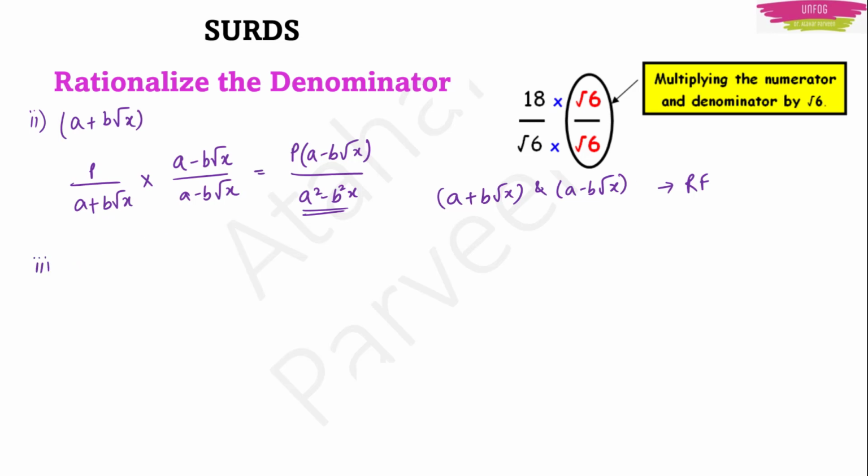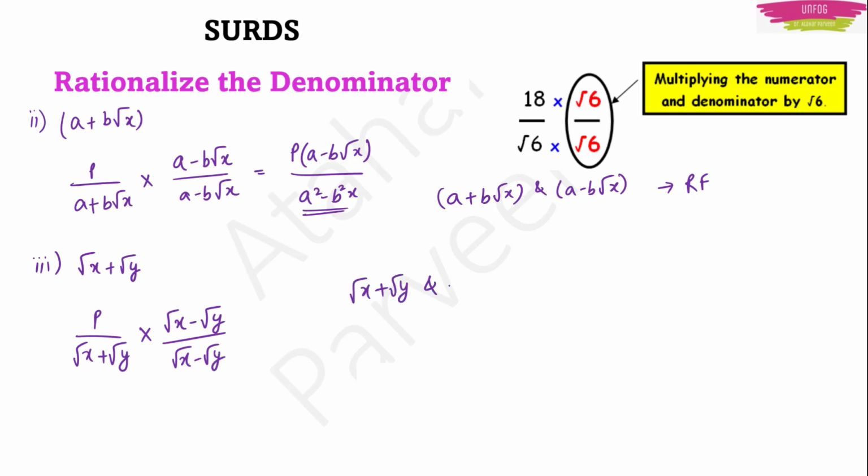Like that only, if you have a situation like this, you have root of X plus root of Y in the denominator, P by root of X plus root of Y. So what do you do to rationalize it? You will use the conjugate like this, root X minus root Y. Now root of X plus root of Y and root of X minus root of Y are conjugates of each other, or rationalizing factors of each other. Okay, I hope I am clear.